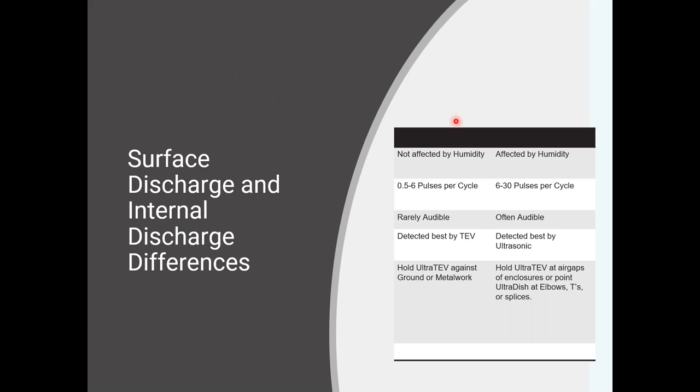This just goes through some of the differences between surface and internal. The pulse per cycle count that I talked about. Often surface is audible. Internal is not typically audible. Internal is detected by TEV, and surface is typically ultrasonic, and how to do it.